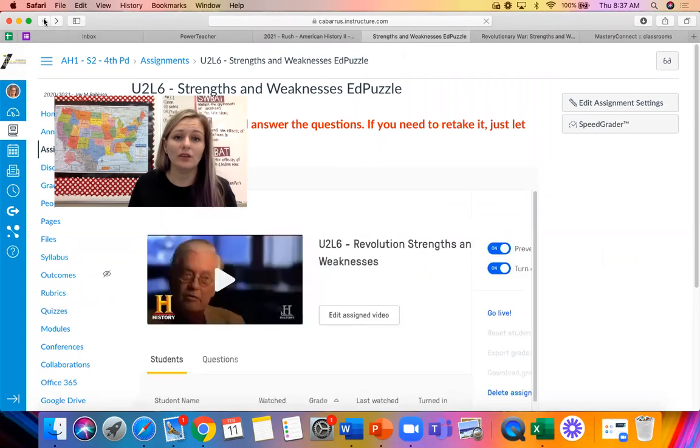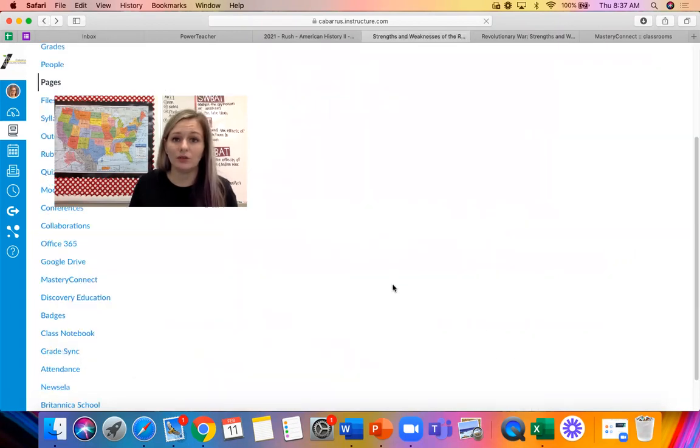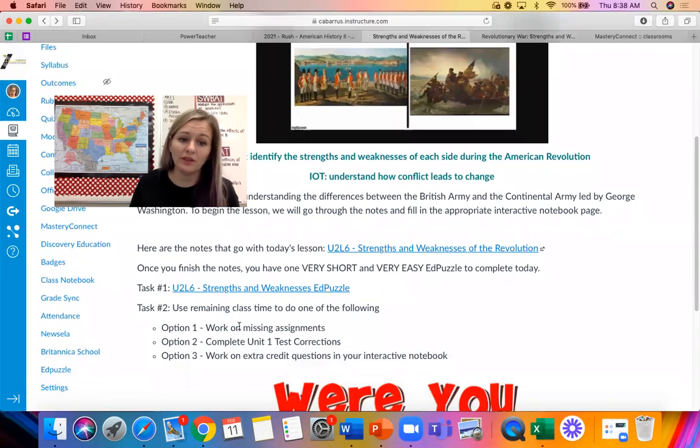After you get done with the Edpuzzle, you are then going to spend the rest of the period doing one of these three options. Number one, work on any missing work that you might have. I have a lot of people that still have not turned in the Unit 1 interactive notebook. That is killing your grade because it's a quiz grade. Just make sure that you're getting that stuff done. Number two, complete the Unit 1 test corrections if you want to, so you can bring up that test grade. I will still accept those test corrections. And number three, if you have everything done and caught up, use this time to work on those extra credit questions in your interactive notebook so you can get that 10% boost on your next test from this unit.